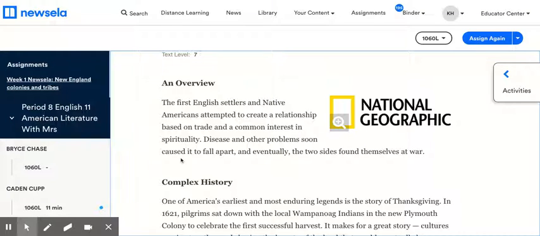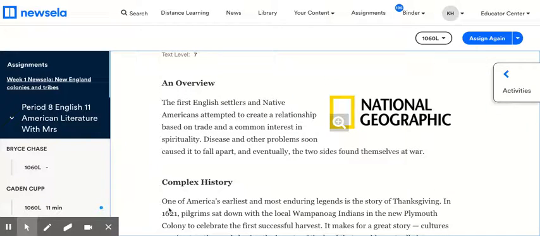The first English settlers and Native Americans attempted to create a relationship based on trade and a common interest in spirituality. Disease and other problems soon caused it to fall apart, and eventually the two sides found themselves at war. So we can already see from this overview that this is a basic article about English settlers and Native Americans, and how the two attempted to get along and find common interests, but eventually things tore them apart. You might ask, what would tear them apart? It tells you right here: disease and other problems.